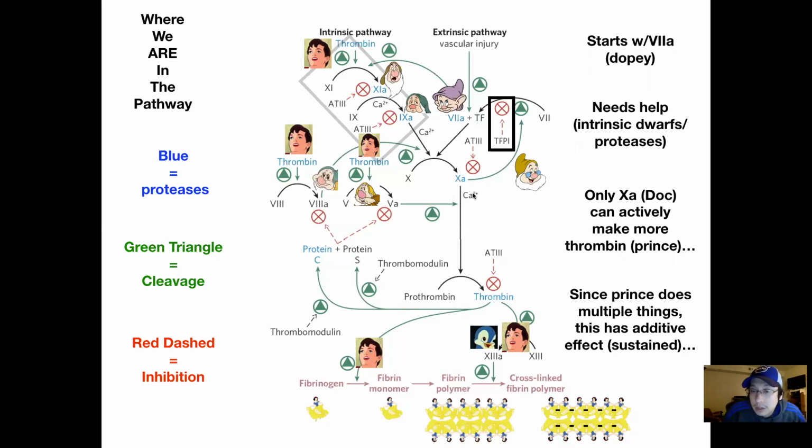So since thrombin does multiple things, or your Prince in the analogy, once you make thrombin, it really has an additive effect that is sustained. Because not only is thrombin making the fibrinogen turn into fibrin and then subsequently make a clot, thrombin is also cleaving the proteases that make more thrombin.